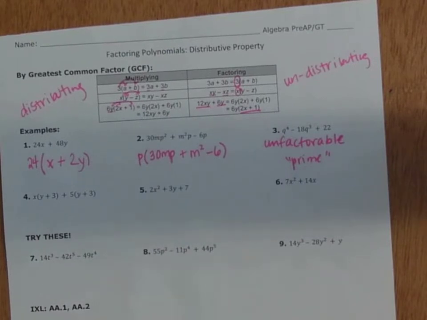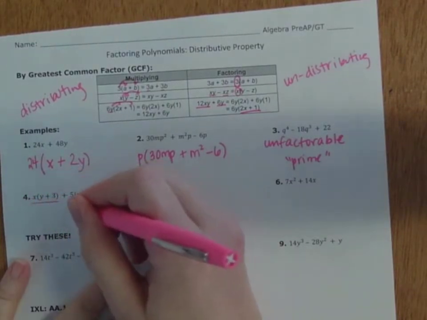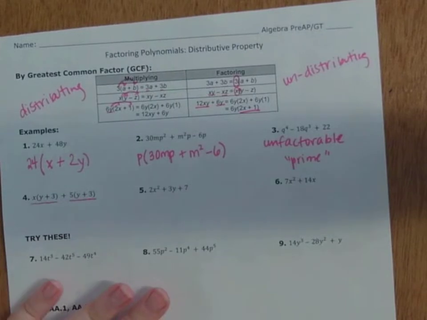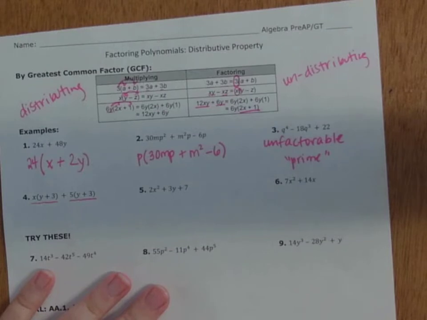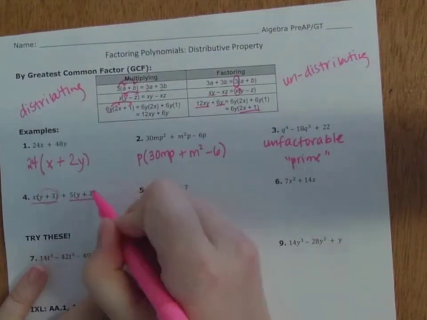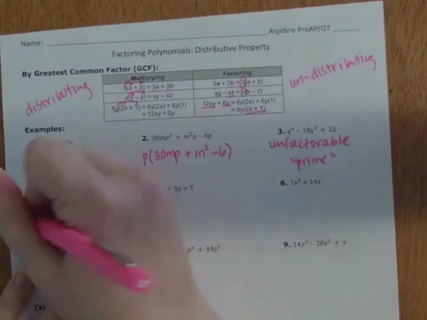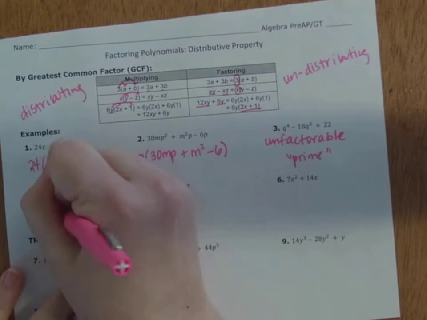Now, number 4 is an example that I want us to see because it will have everything to do with what we're doing tomorrow. Here is our first term. Here is our second term. What is their common factor? Y plus 3. This whole thing is being multiplied by x, and this whole thing is being multiplied by 5, and since it's in both terms, we would say it is our common factor.